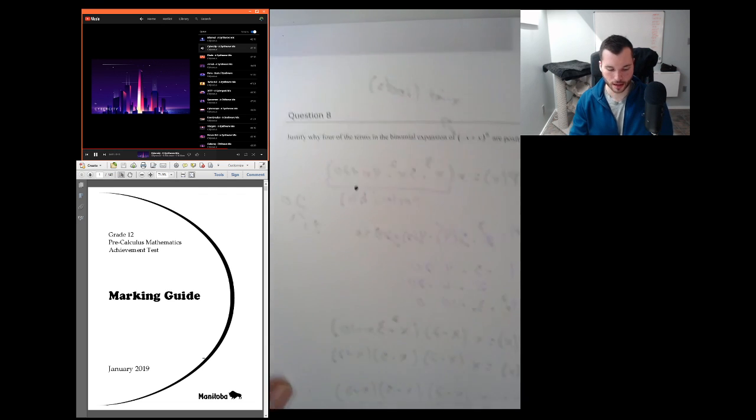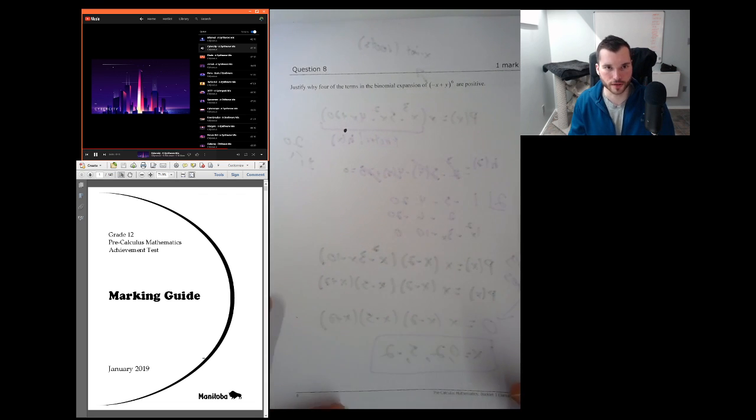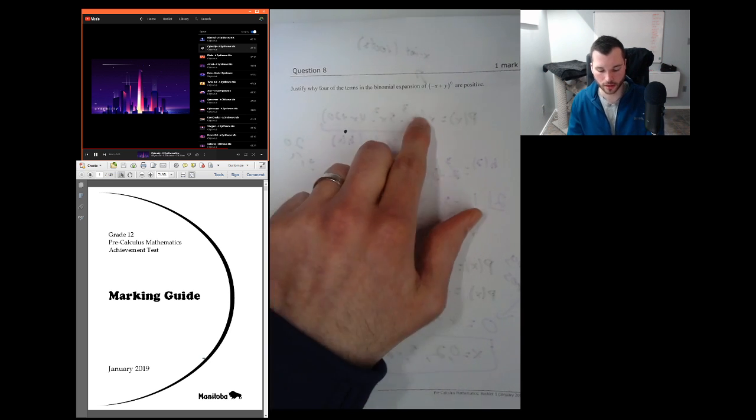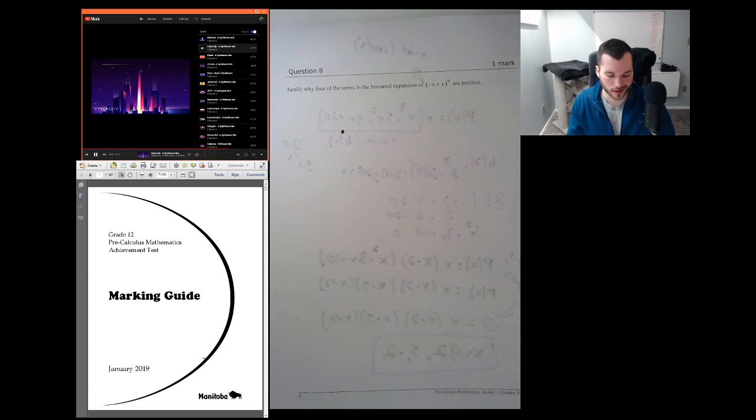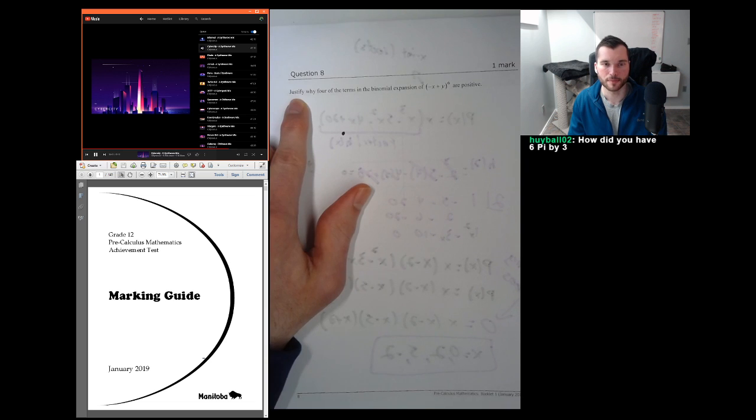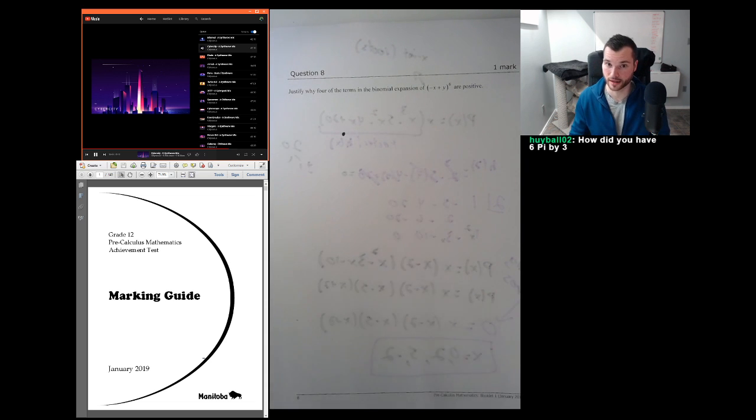Okay, let's keep on going. Ooh, we get our first justify question. Justify why 4 of the terms in the binomial expansion (-x plus y to the power 6) are positive. We can do a lot of different things with this. Remember, justify here means that you don't have to explain it in words.